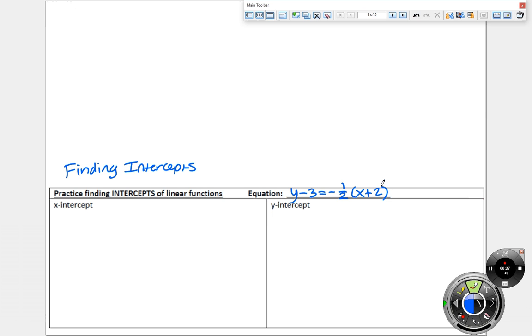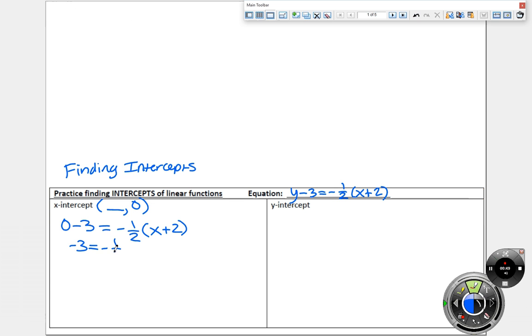Because if the y-coordinate is not 0, then it's above or below the x-axis. So the x-intercept will have a y-coordinate of 0. So you're just going to plug that 0 in for the y value in your equation, and then you're going to solve for x from there. Okay, so usually you guys are good with this side. 0 minus 3 is negative 3.